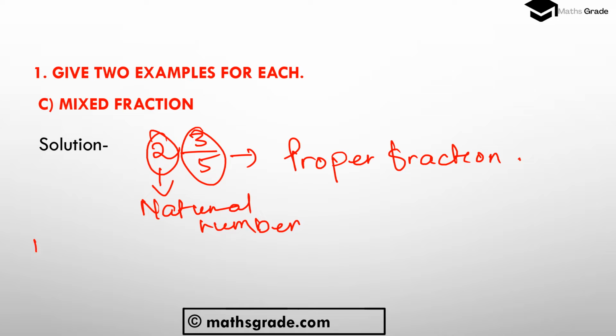Now the second example is, suppose 5 is the natural number and 7 divided by 9 is the proper fraction. So 5 and 7 divided by 9 is an example of a mixed fraction. So two examples of mixed fractions are 2 and 3 divided by 5, where 2 is the natural number and 3 divided by 5 is a proper fraction, and 5 and 7 divided by 9, where 5 is the natural number and 7 divided by 9 is a proper fraction.